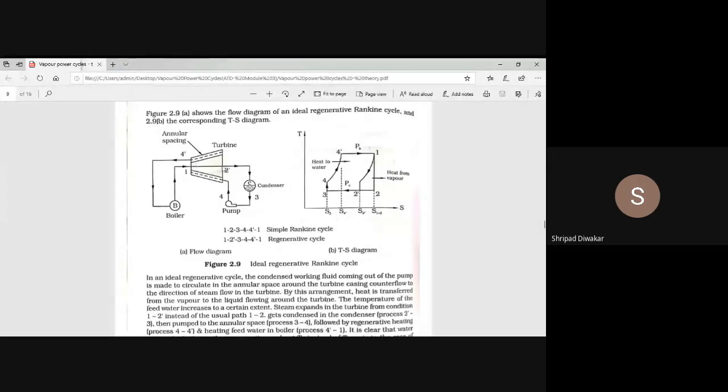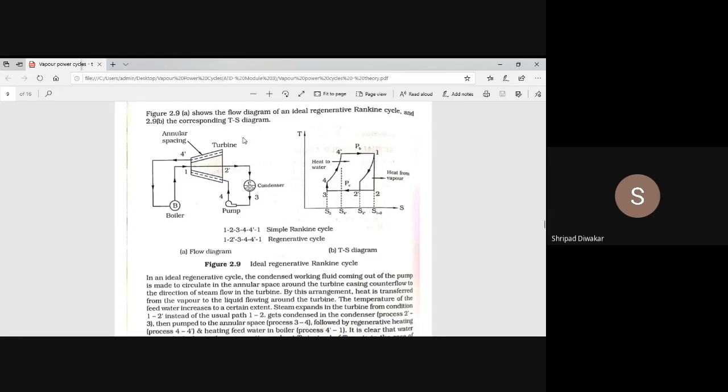3, 4, 4 dash and 1. You have to take 1, 2 dash, 3, 4, and then 4 dash. So it enters like that. You have to take 4 dash and then 1. So 1, 2, 3, 4, 4 dash 1 is your normal Rankine cycle.